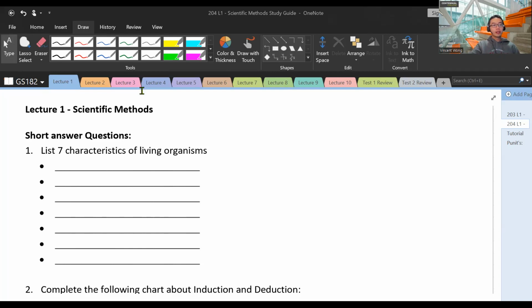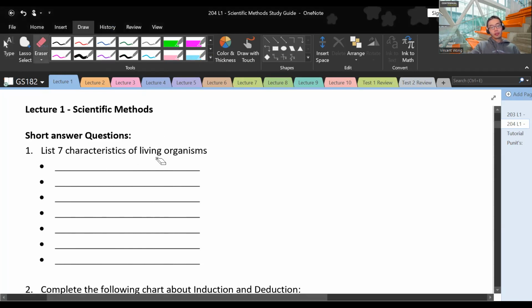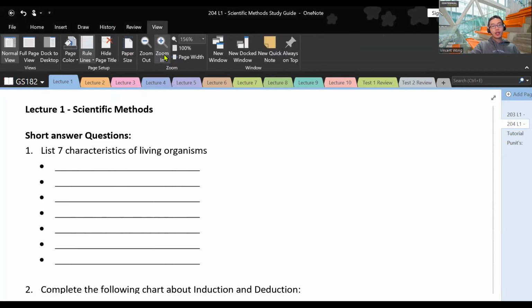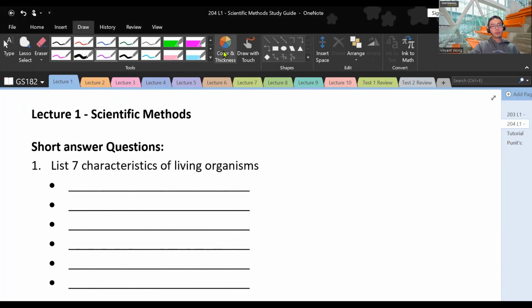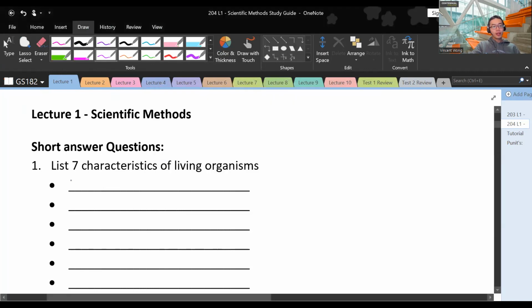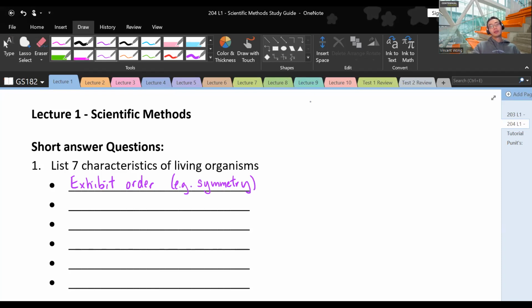All right, so first question here: list 7 characteristics of a living organism. For living things, they all tend to share a set of common characteristics. So the first one would be they exhibit order. For example, there is some kind of symmetry to them, right? There is some kind of organization to the organism. We talk about the hierarchy of organization in lecture.